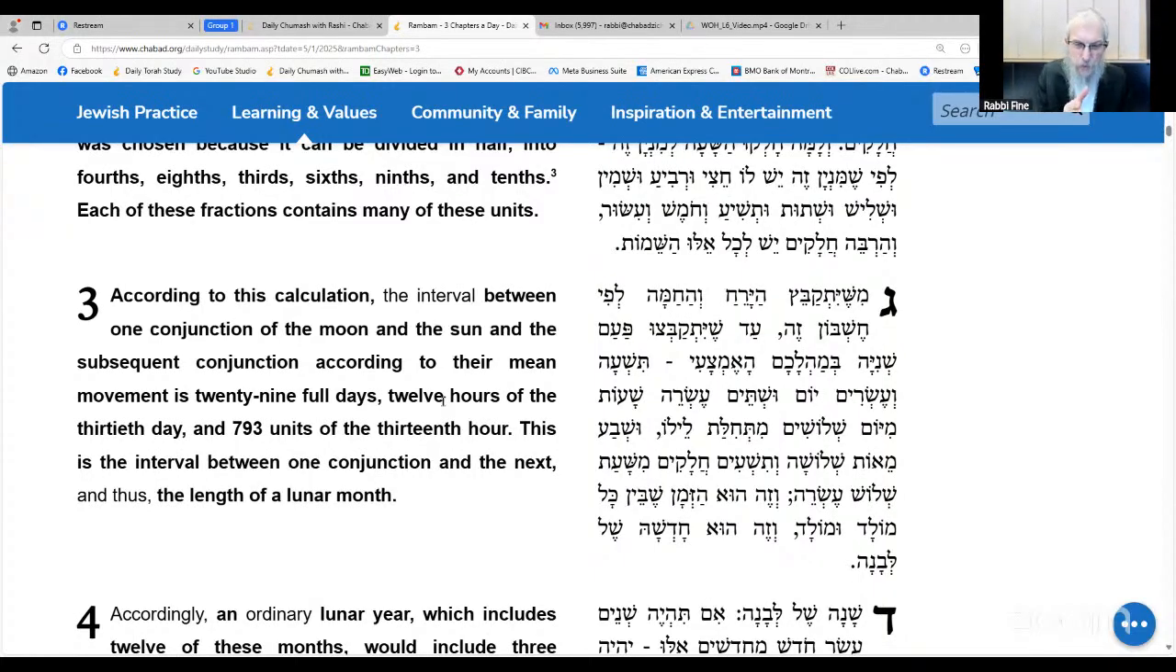We have a very important point here: Rosh Chodesh, to be precise, the new moon is 29 days, 12 hours, 793 units. The 793 units is approximately 793 of 1080, I think it's 48 minutes of the hour, if I remember correctly.